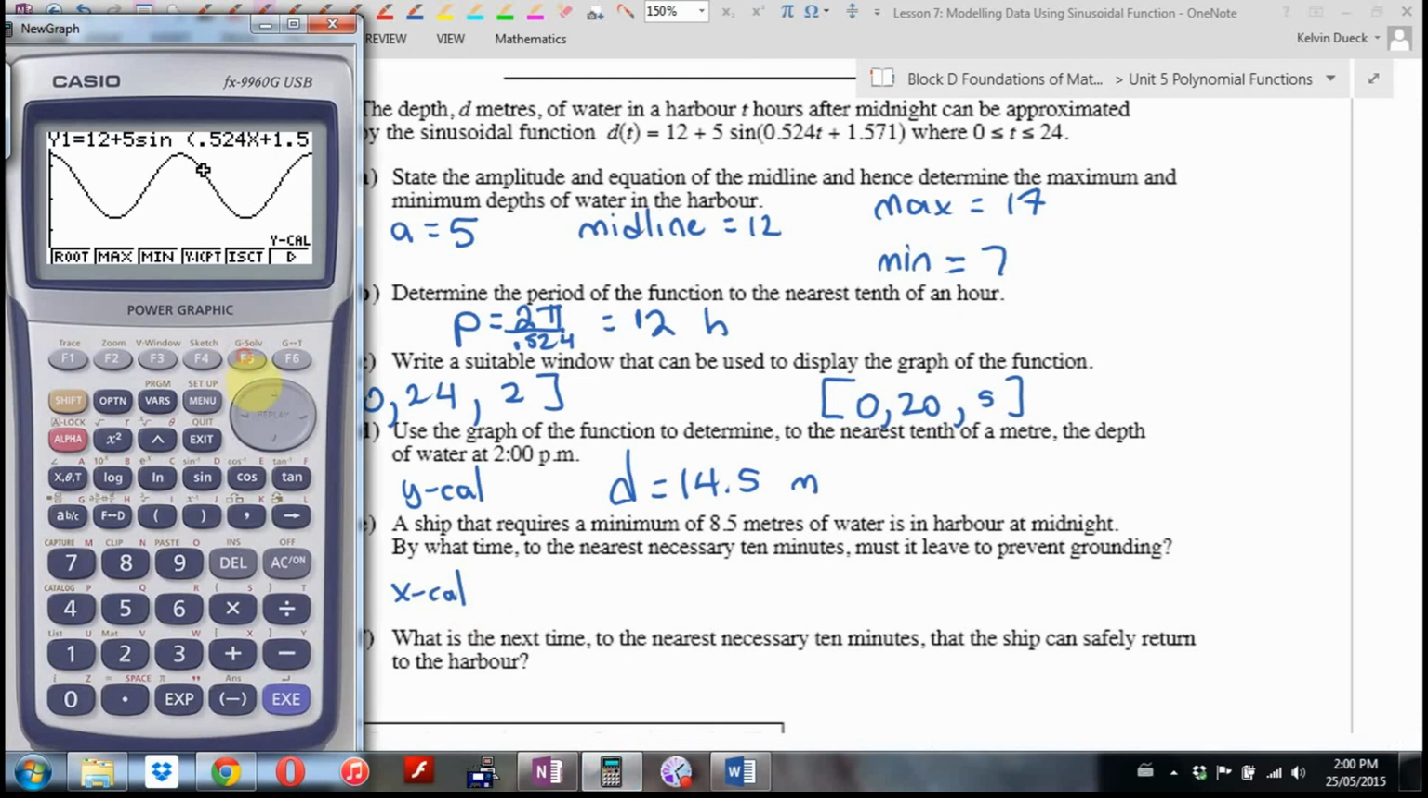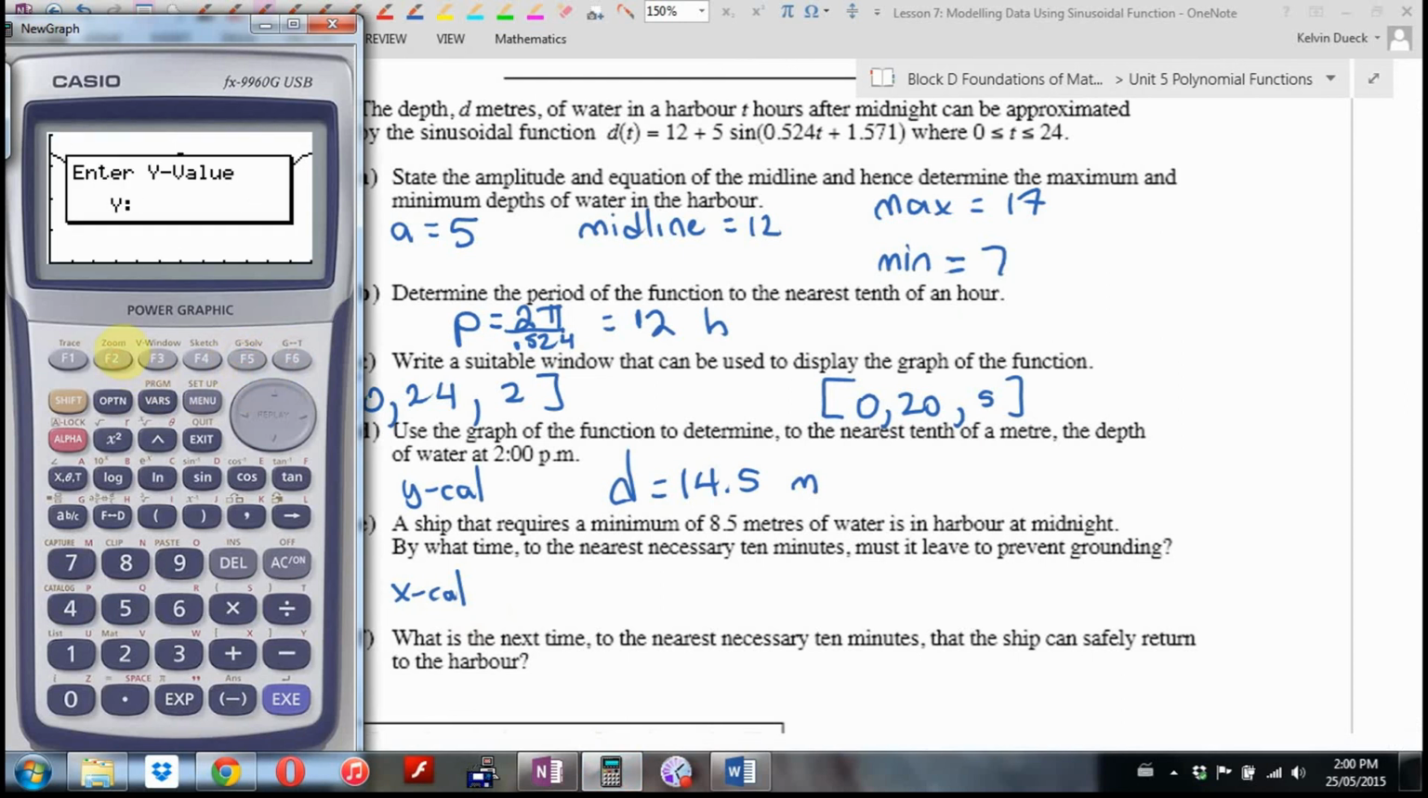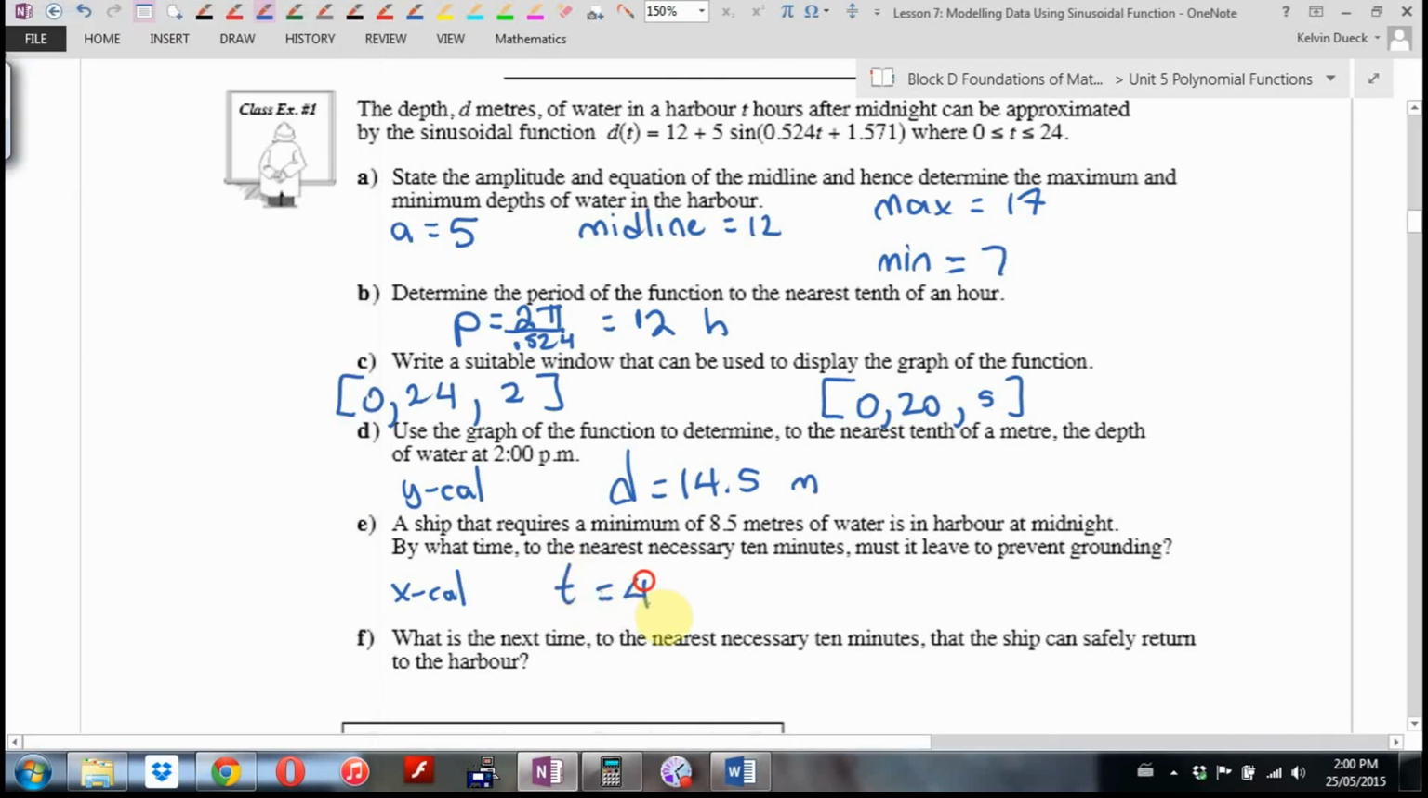So, when Y is what? When Y is 8.5. Yep. Now, bit of a problem here. This is saying this ship needs to leave by 4.47 hours. Not saying 4 hours, 47 minutes. It's 4.47 hours, and they want this to the nearest 10 minutes.